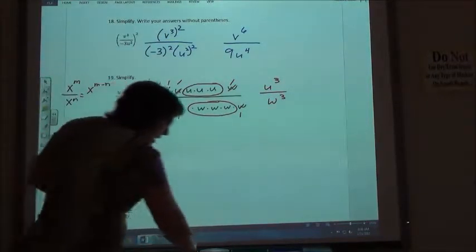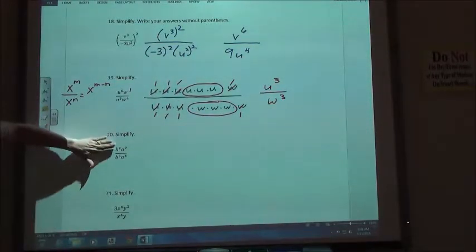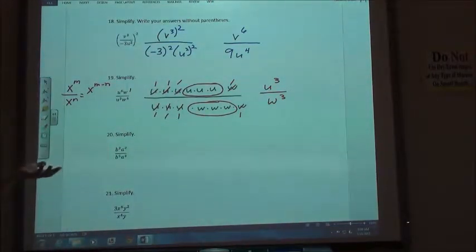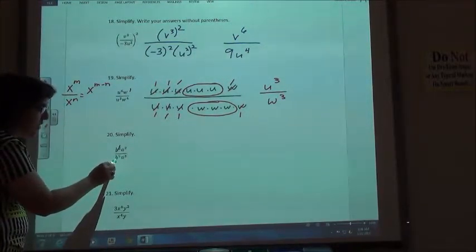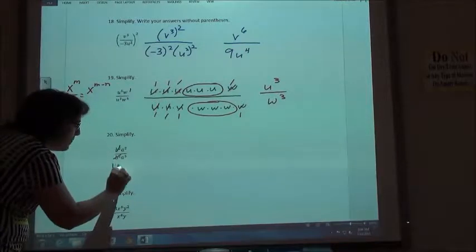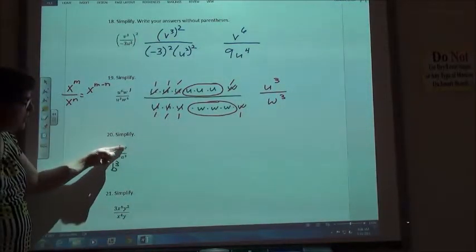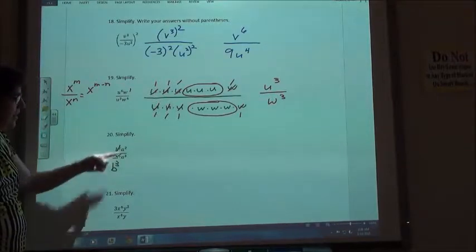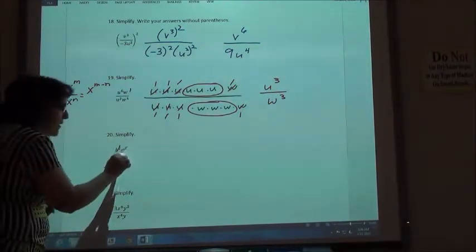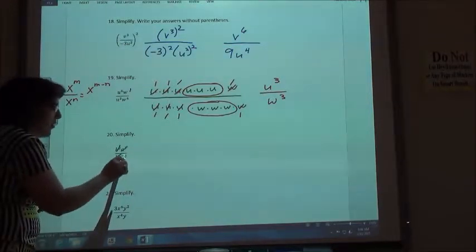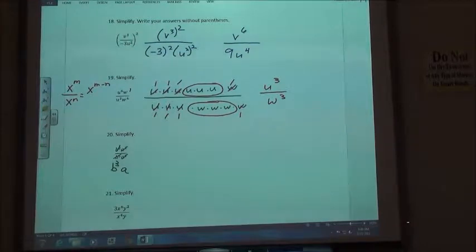So on number 20, if I have b squared over b to the fifth, the b squared is smaller. That means I'm going to take out 2 of my b's. That's going to be gone. 5 minus 2 means I'm going to have b to the third. Here, I have a squared and a to the third. Again, the a squared is smaller. I'm going to take out 2 of my a's, means I don't have any a's on top. 3 minus 2 means I have 1 a down on the bottom.